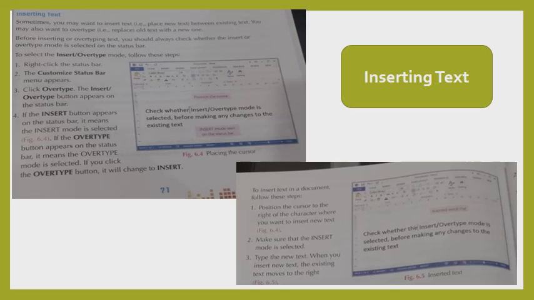But if you want to insert text in a document, what you have to do is position the cursor to the right of the character where you want to insert new text. Make sure the insert mode is selected. Type the new text. When you insert new text, the existing text moves to the right, which means whenever you write between your text, it will push your text to the right.